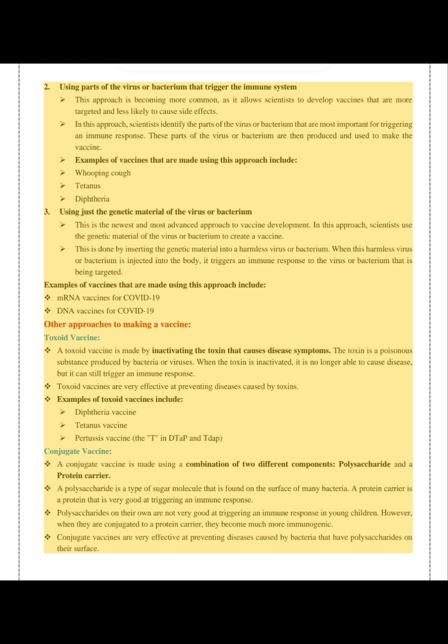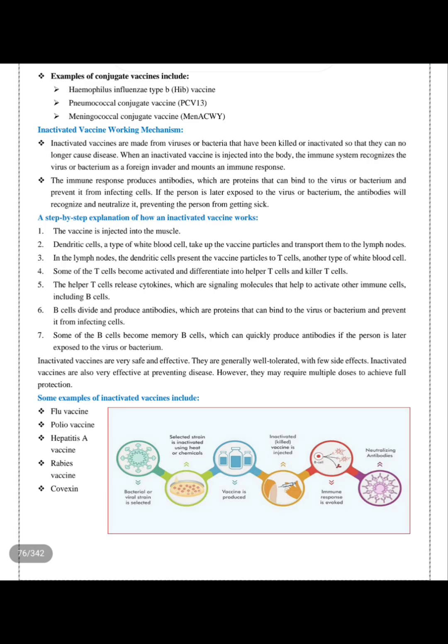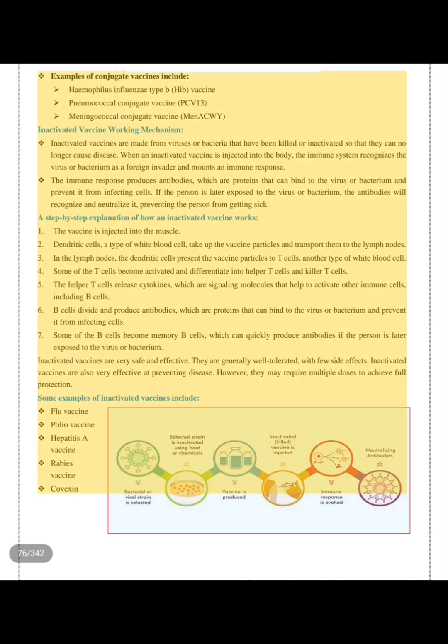Polysaccharides on their own are not very good at triggering an immune response in young children. However, when they are conjugated to a protein carrier, they become much more immunogenic. Conjugate vaccines are very effective at preventing diseases caused by bacteria that have polysaccharides on their surface. Examples of conjugate vaccines include Haemophilus influenzae type B (HIB) vaccine, pneumococcal conjugate vaccine (PCV13), and meningococcal conjugate vaccine (Menaqui).